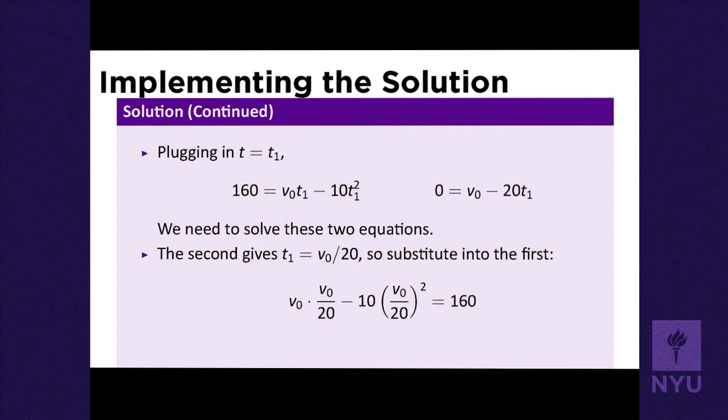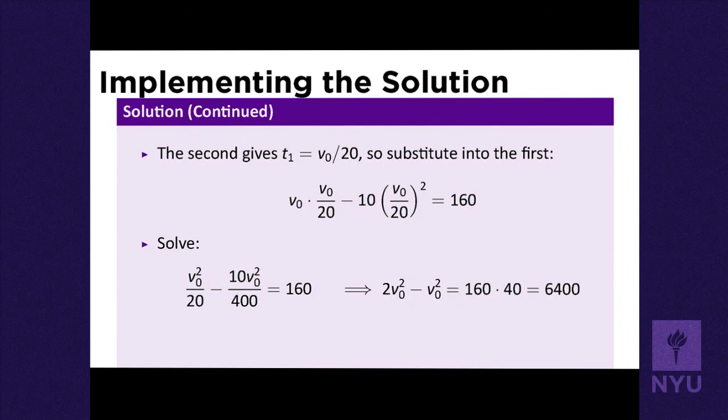And this is now not too hard to solve because I can write it as, let's see, v0 squared divided by 20 minus 10 v0 squared divided by 400. That equals 160. Take that equation, multiply both sides by 40. Then the left-hand side becomes 2 v0 squared. The right, this one becomes, let's see, 40 times 10 is 400, so it cancels with the 400. Okay, so I just have v0 squared, and then 160 times 40 is 6,400. So my equation is v0 squared equals 6,400. What's the square root of 6,400? 80. There you go. v0 is 80.